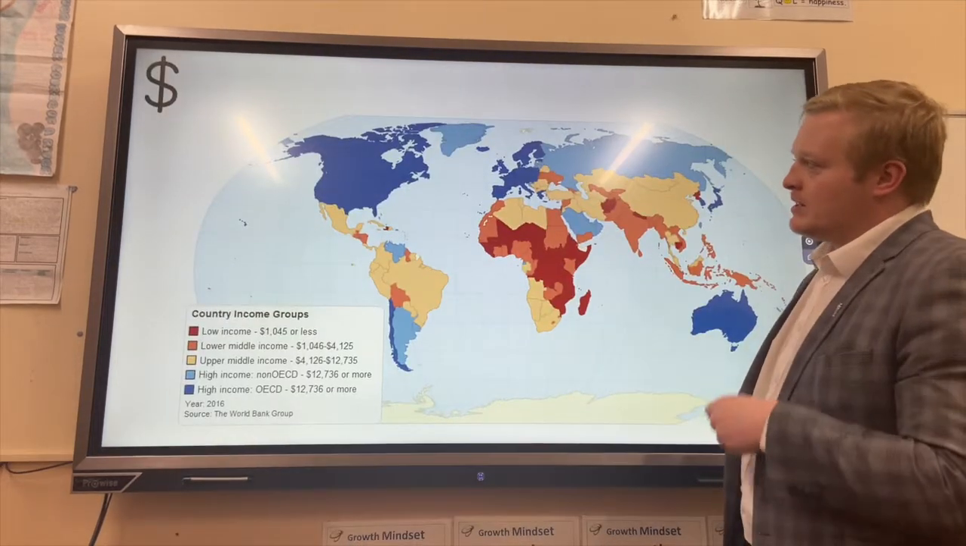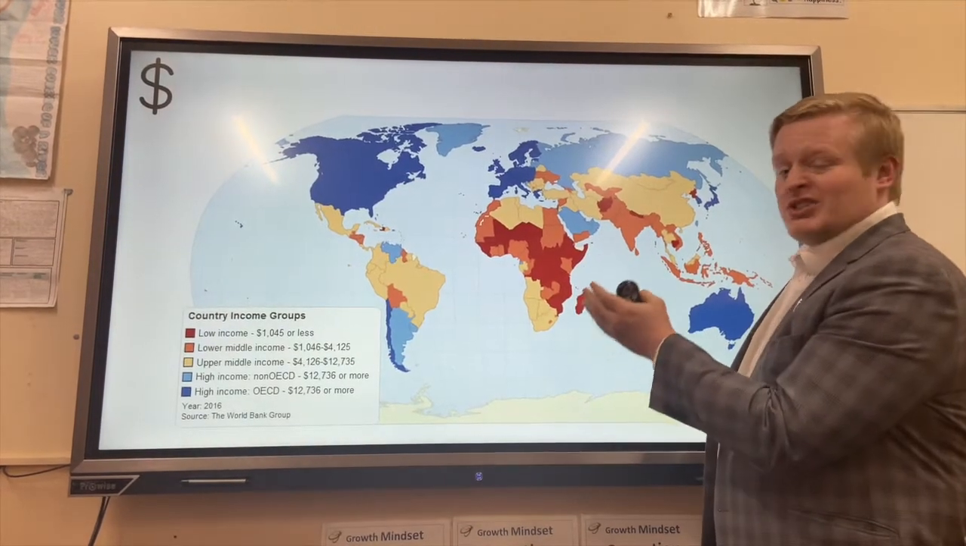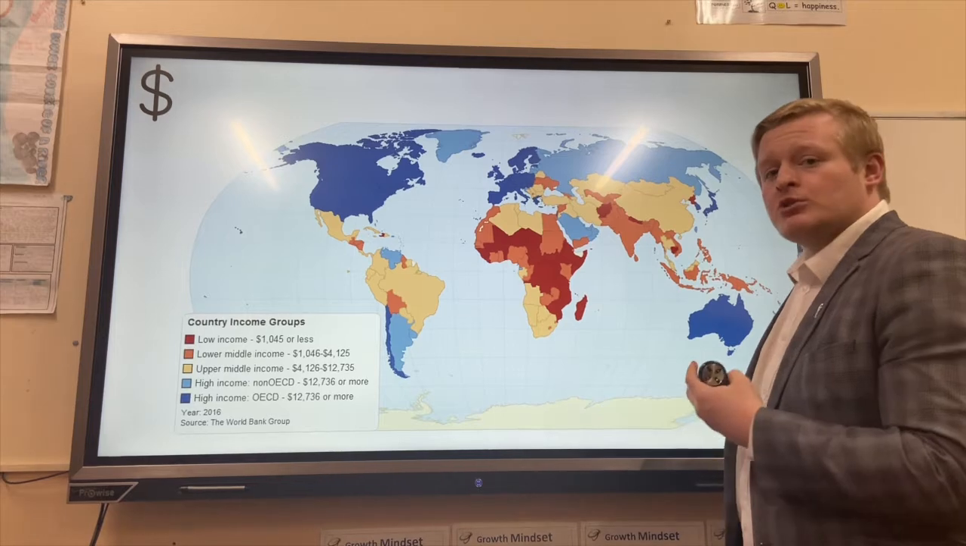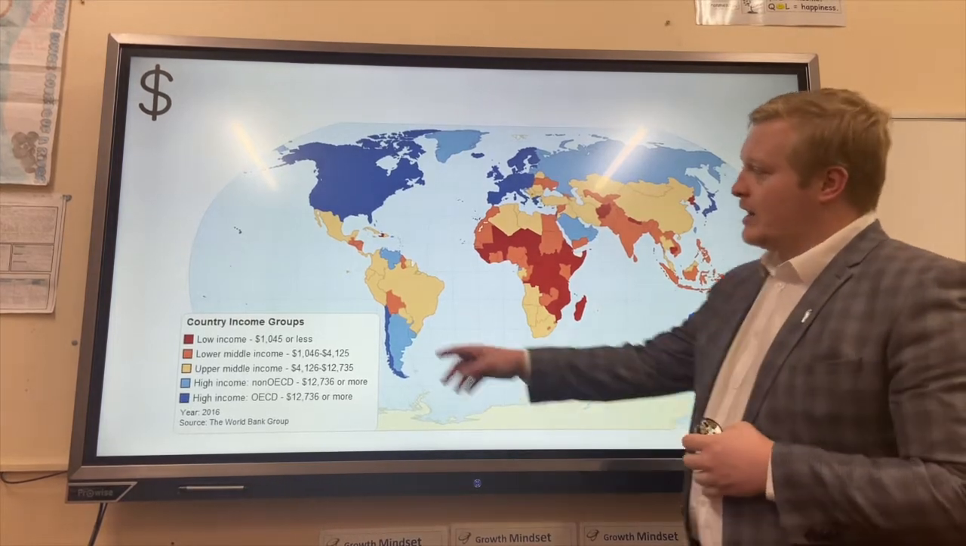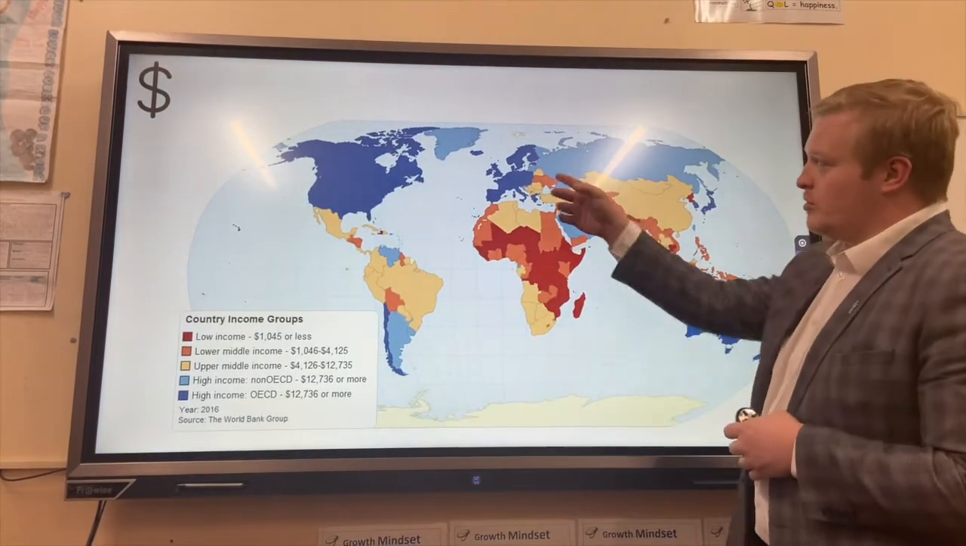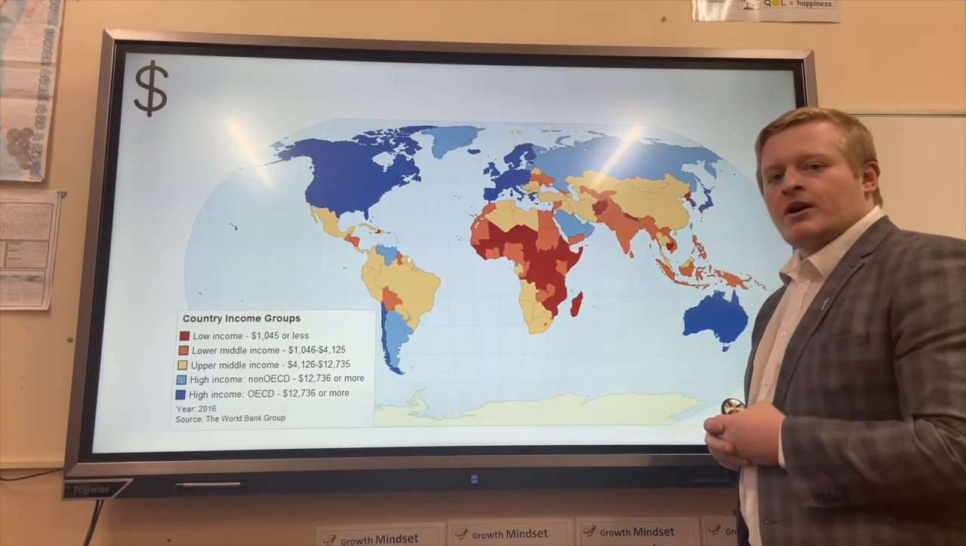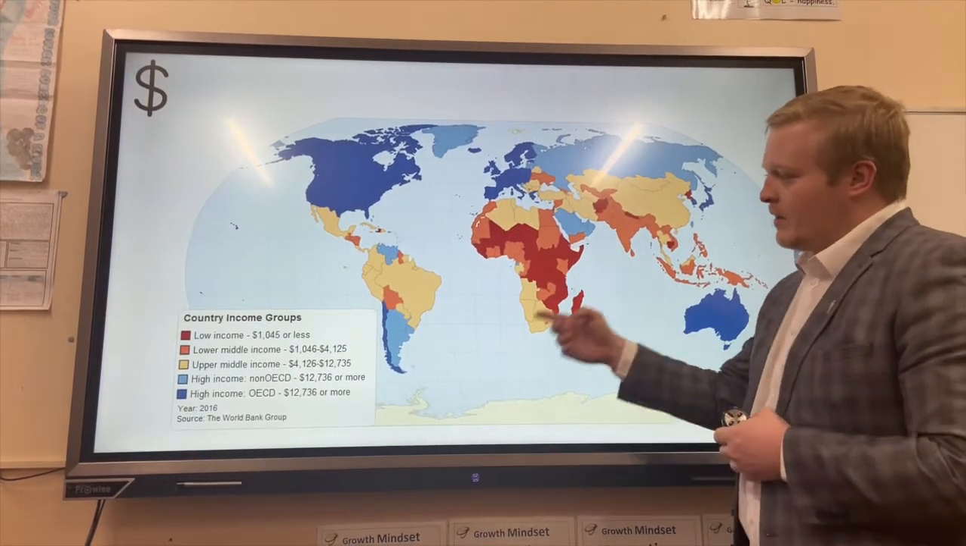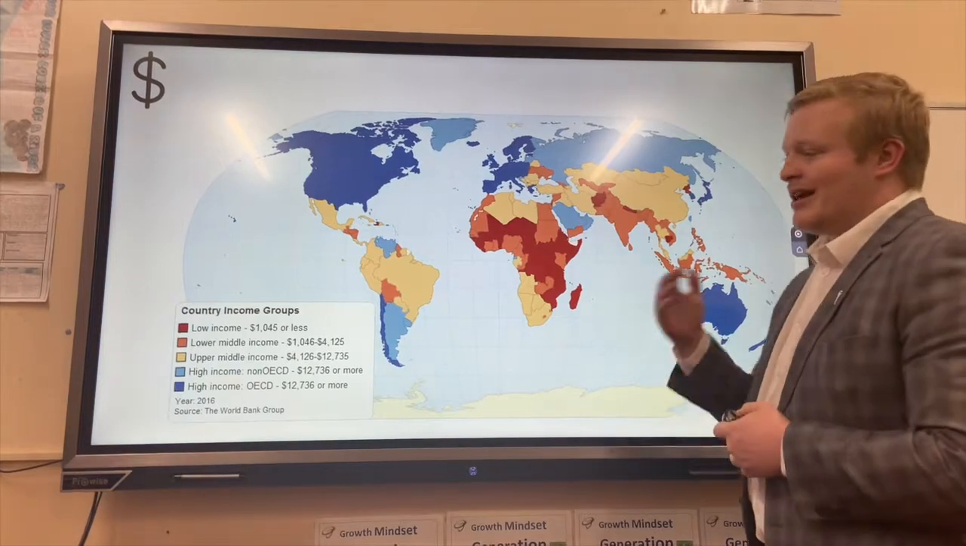One of the ways that we measure development is to look at an economic measure like GNI per capita, gross national income. How much money does a country make per person? Okay, so we can see countries like the United States, countries in Europe, they make a lot of money per person, they're going to be HICs. Whereas countries in Africa, they have a low income per person, so they're going to be poorer.